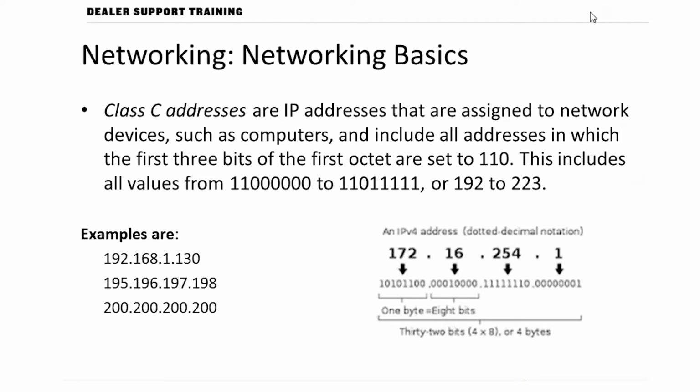Class C addresses are much like the others, but in this case, the first 3 bits of the first octet are set to 110. What this does is include all values from 192 to 223. Some examples of this are the more commonly seen 192.168.1.130, 195.196.197.198, or 200.200.200.200. Class C addresses are your more common addressing that you'll see in most residential areas, as those are generally the ones that are given to most consumer-based routers.